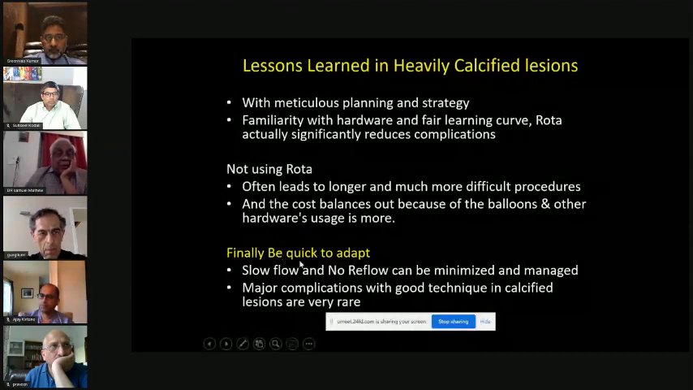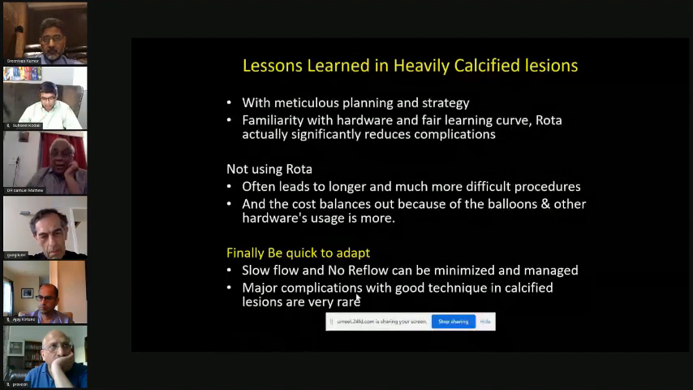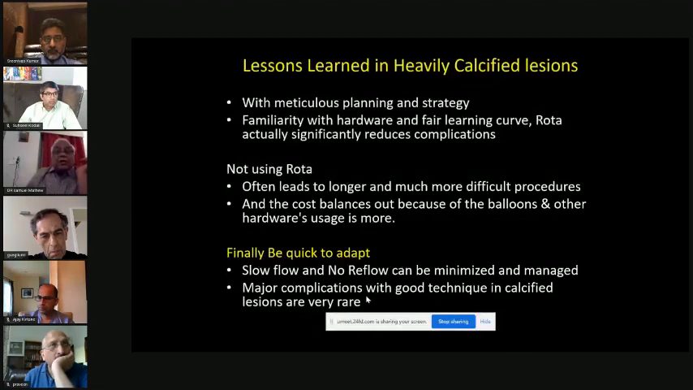Finally, be quick to adapt. Slow flow and no reflow can be minimized and managed. Major complications with good technique in calcified lesions are very, very rare. So primarily what we need is a good technique and good proper strategy planning.